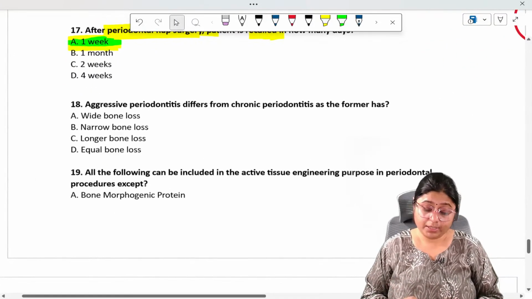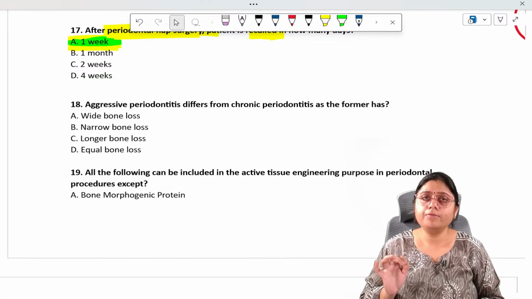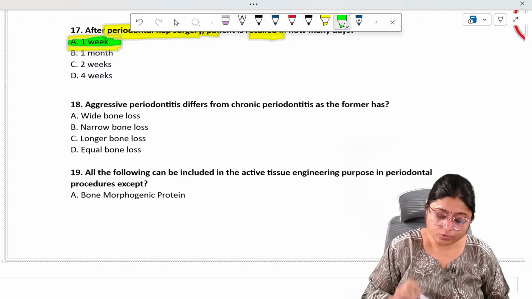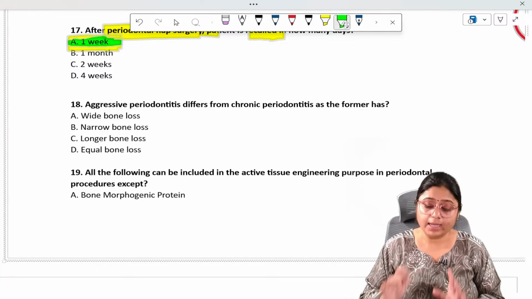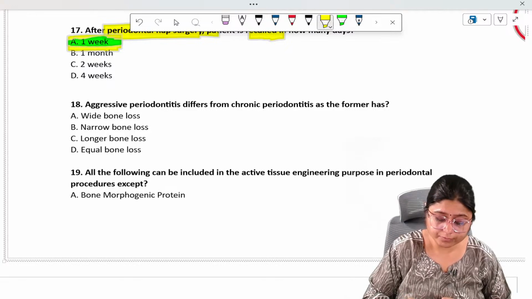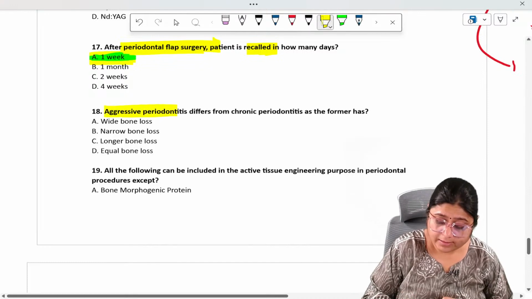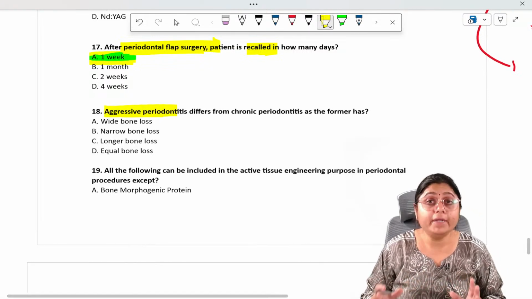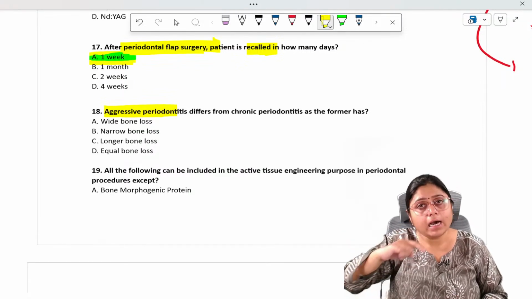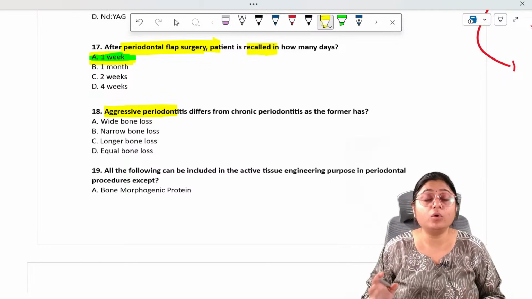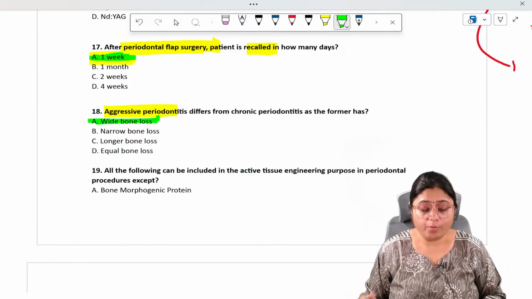Question number 18. Aggressive periodontitis differs from chronic periodontitis as the former has. In this also, students get confused between wider bone loss or narrower bone loss. Remember guys that aggressive periodontitis has a wider bone loss. It has an arc-shaped bone loss, right? It has an arc-shaped bone loss and it is wider than that in chronic periodontitis. So the answer to this question, it has a wider bone loss.